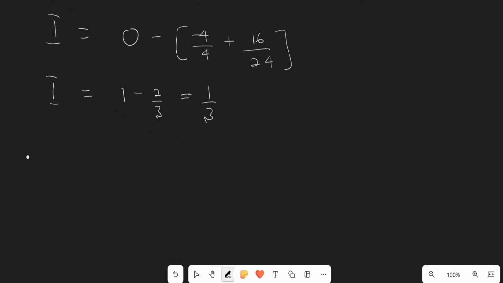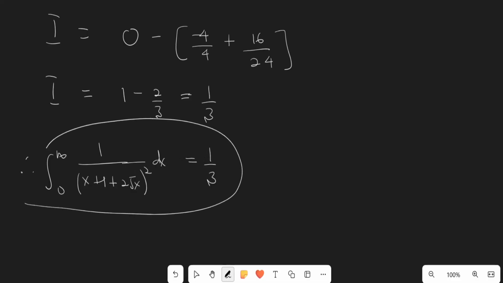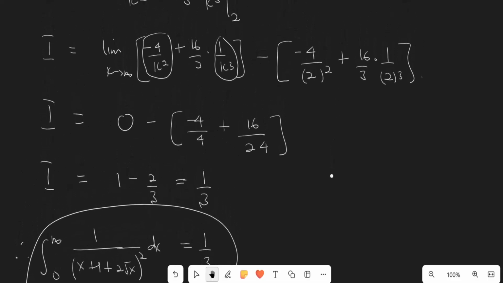So therefore, our integral, which is the integral from 0 to infinity of 1 all over (x plus 1 plus 2 square root of x) squared dx, evaluates to 1 over 3. This is by just using pure u-substitution.